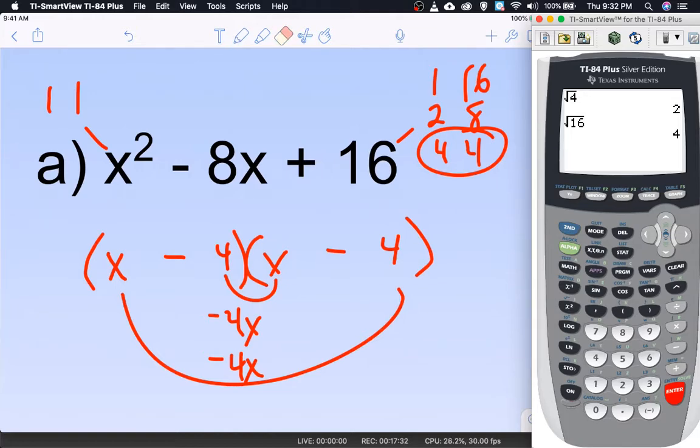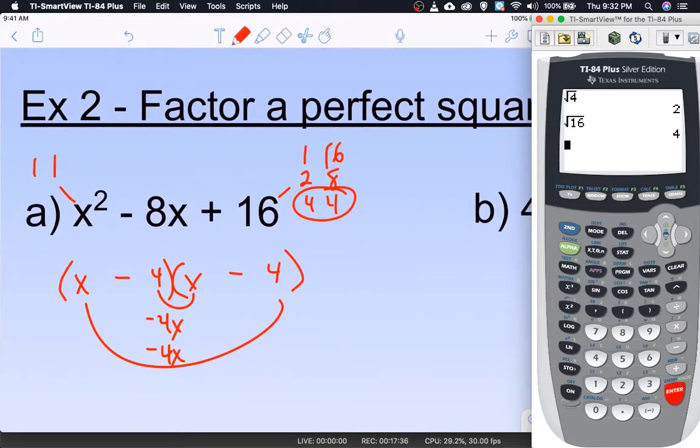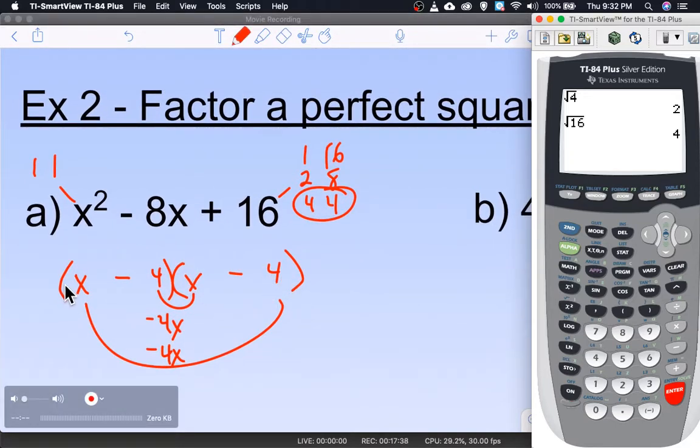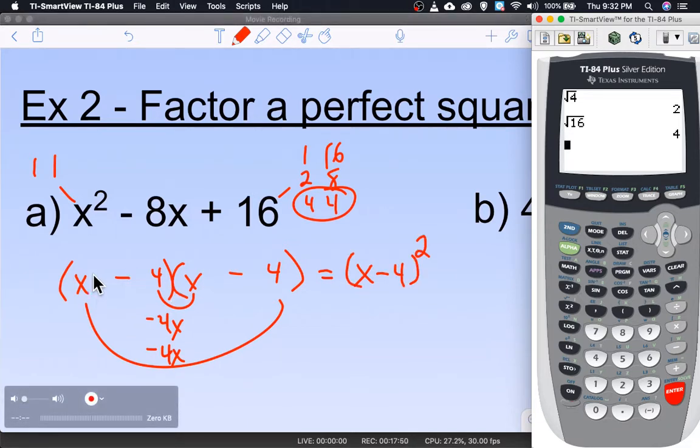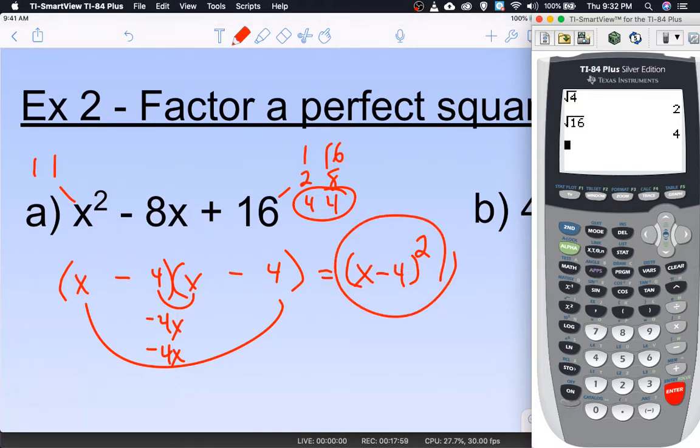So I've factored. Now we can actually pretty up our answer a little bit. Our factors here are x minus 4 times x minus 4. That is x minus 4 squared. It's this thing times by itself, so this thing squared. That's what we're going to want to say for our answer.